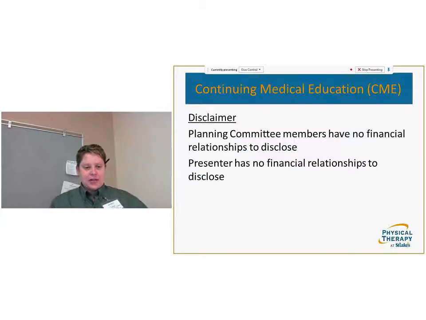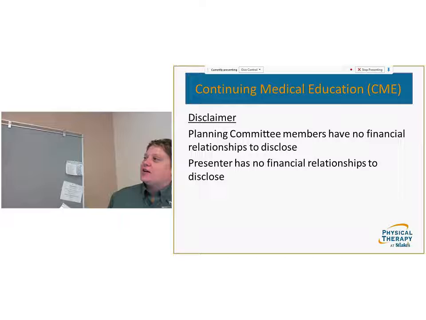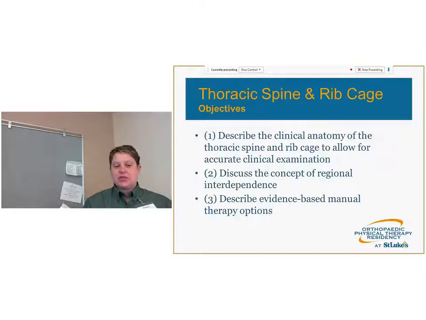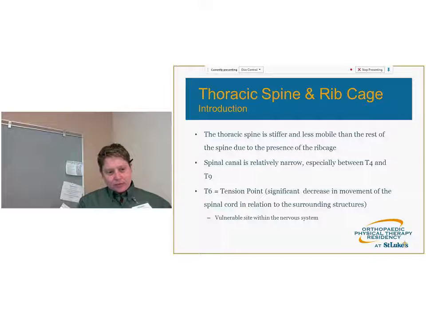All right. So this disclaimer: basically, there's no financial relationships to disclose. The objectives of the talk today are going to be describing the clinical anatomy of the thoracic spine and rib cage to allow for accurate exam, discussing regional interdependence, and describing some manual therapy options.